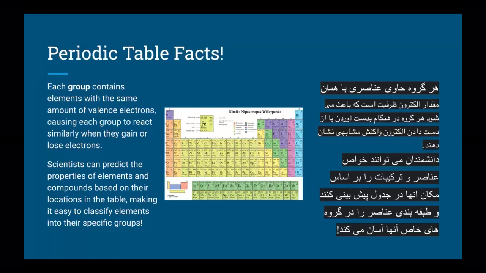So each group on the periodic table contains elements with the same amount of valence electrons, causing each group to react similarly when they gain or lose electrons. Scientists use this information to predict the properties of elements and compounds based on their locations in the table, making it easy to classify elements into their specific groups.